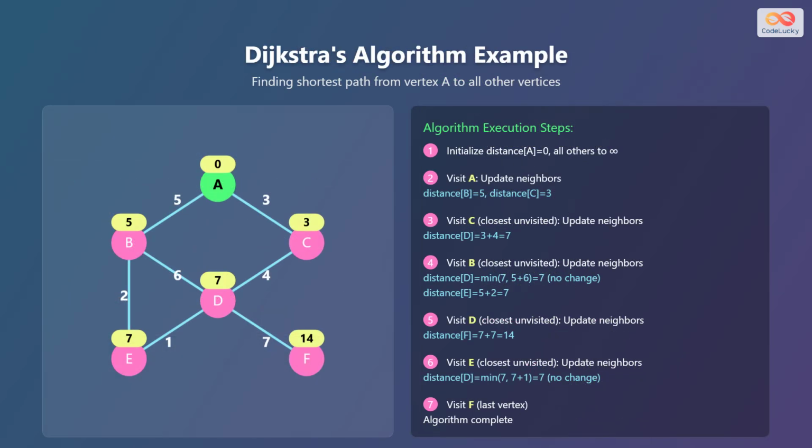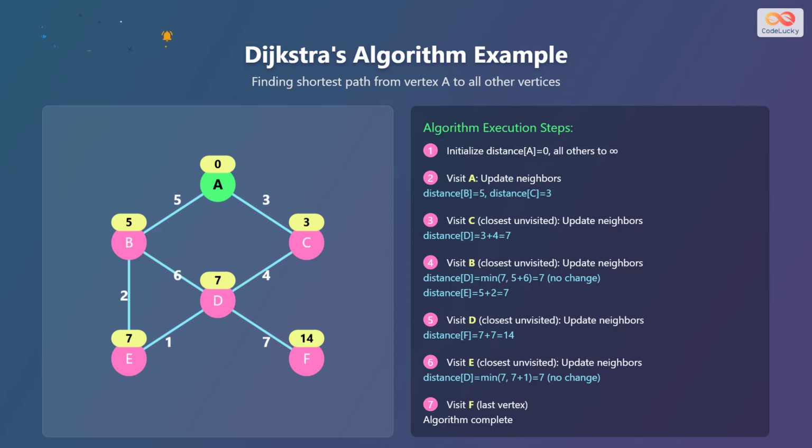To illustrate Dijkstra's algorithm, let's consider an example where we want to find the shortest path from vertex A to all other vertices in the graph. Initially, the distance to A is set to 0, and all other distances are infinite. In the first step, we visit A and update the distances to its neighbors. The distance to B becomes 5, and the distance to C becomes 3.